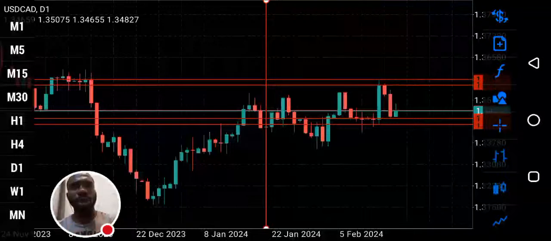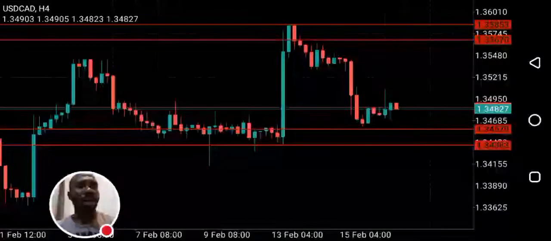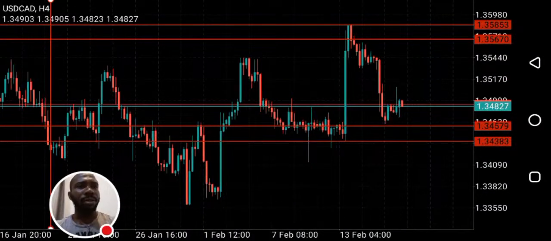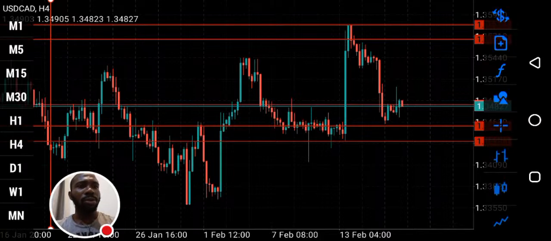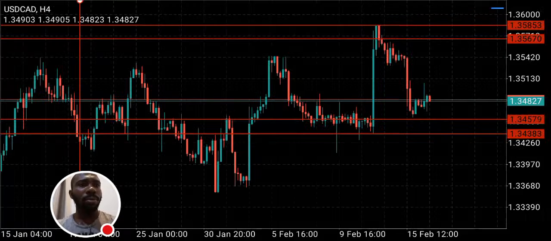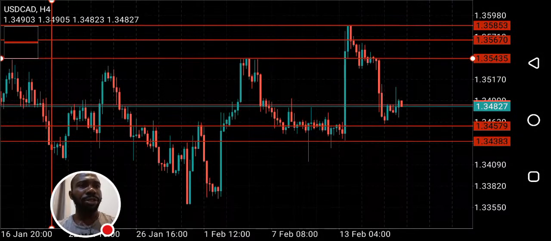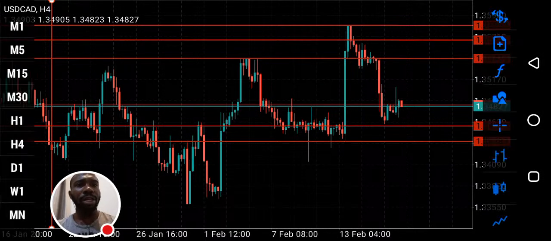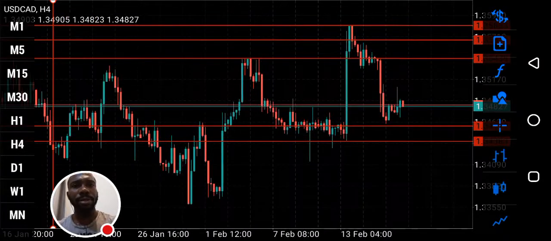Let's go down and see the structure we have on the 4 hour. So it's still bearish on 4 hour also. Let's go down. It's still bearish. Okay, bearish. Let's go down to 1 hour.